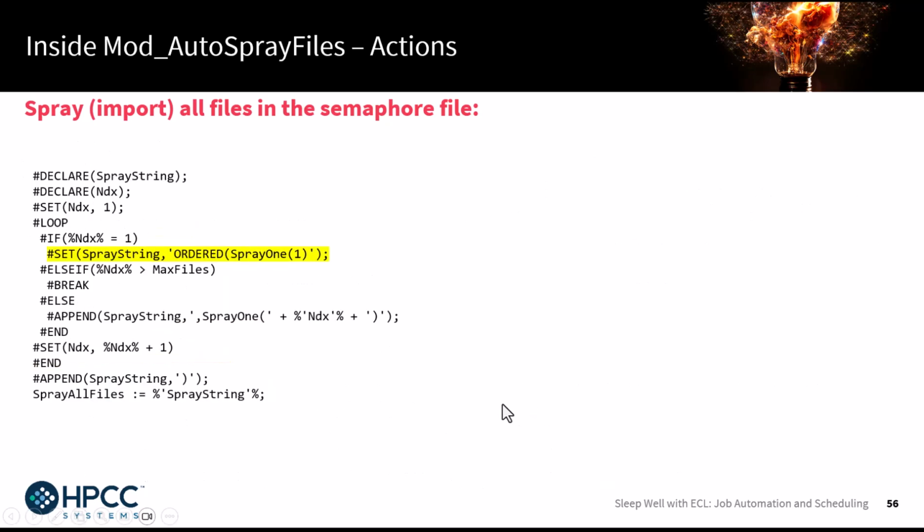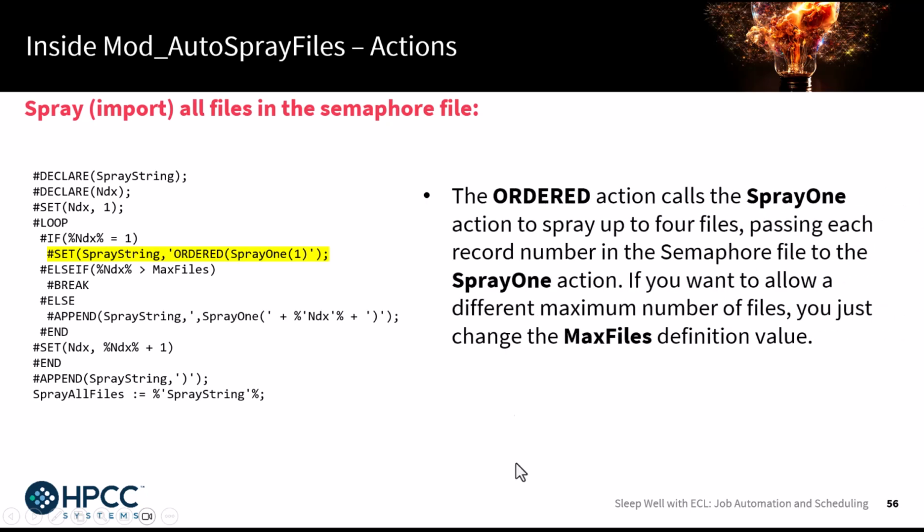All right, so the ordered statement here, let's talk about that. It calls the spray 1 action to spray up to 4 files based on the maximum. We set maximum files to 4, passing each record number in the semaphore file to the spray 1 action. And if you want to allow a different maximum number of files, you just change the max files definition value in the interface.